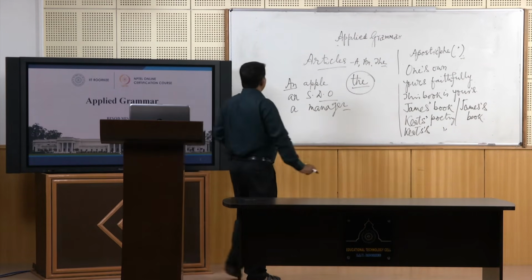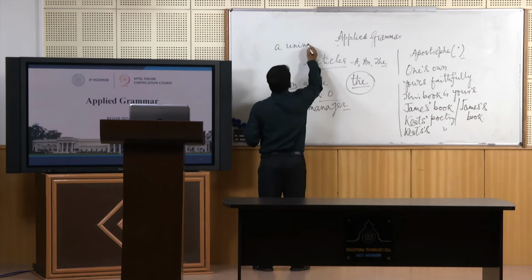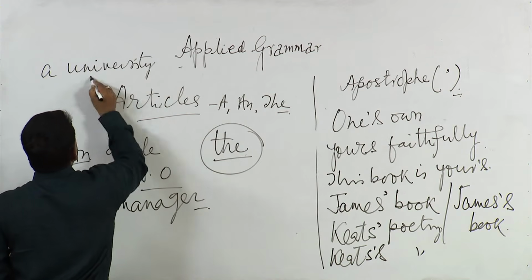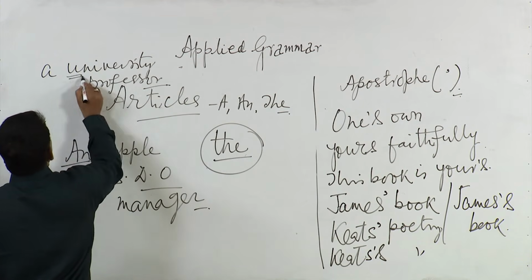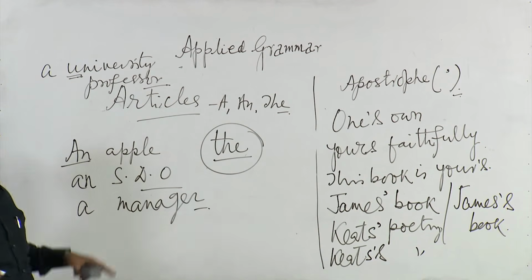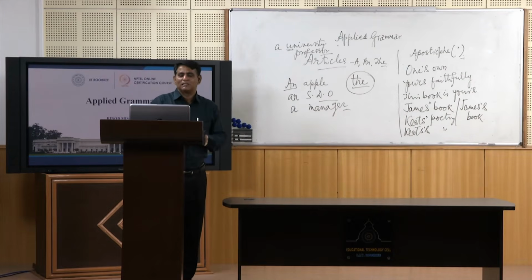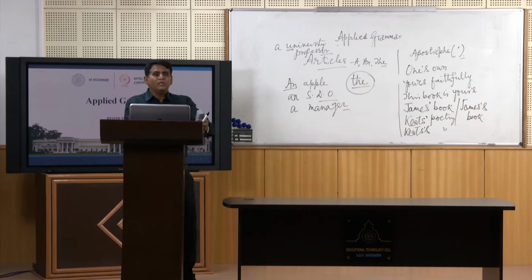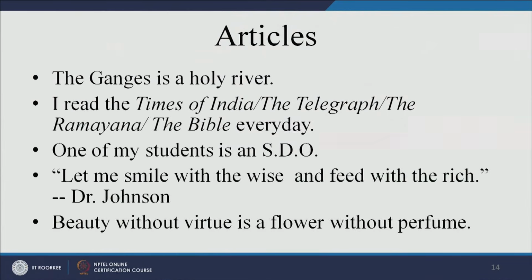My brother is a university professor. University. Here we cannot say an, because in general we feel that this is a vowel, but no, when we pronounce it, it is a consonant. The university, a university professor, isn't it, like this? Again you can take another example, beauty. Now beauty again can be a noun, beauty can be a virtue, beauty at times can be a quality. Beauty without virtue is a flower without perfume.